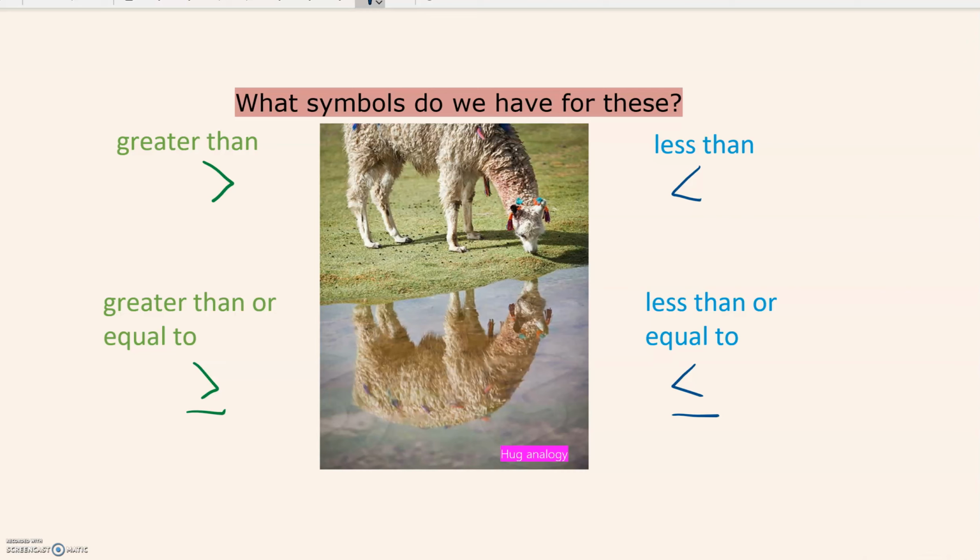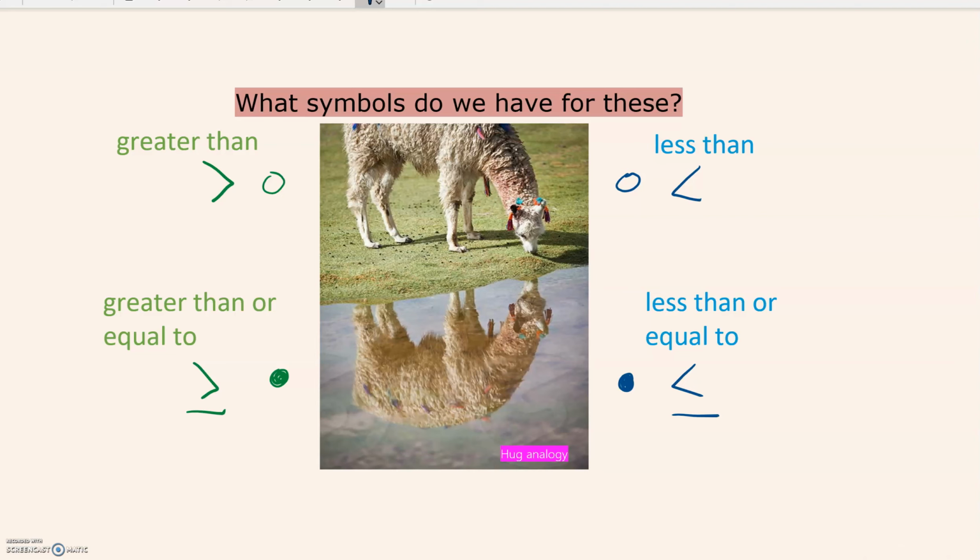symbols for both sides. So less than can be an open circle, and also greater than can be an open circle. Greater than or equal to can be a closed circle. We call it closed because it's filled in, as well as less than or equal to. It can also have a closed symbol. We can use another symbol that works for this as well.